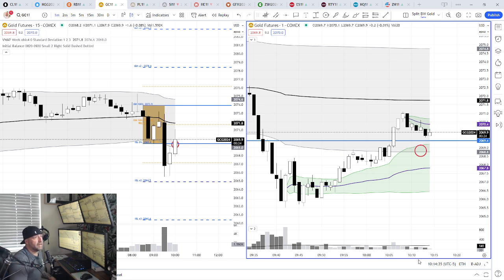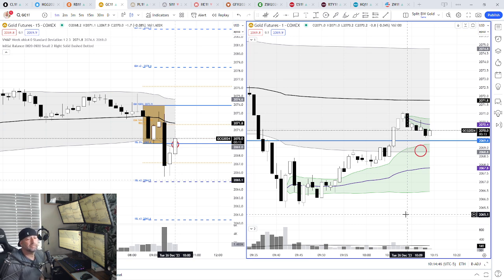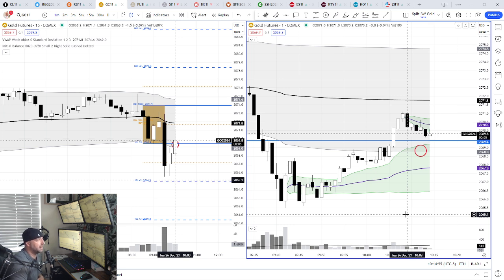So initial balance is a great area to watch because if you think about it, anybody who bought in the first hour of trading, if it breaks below it, is now red, right? So you can get some nice stop runs to the downside if we can break and hold prices below IB low.